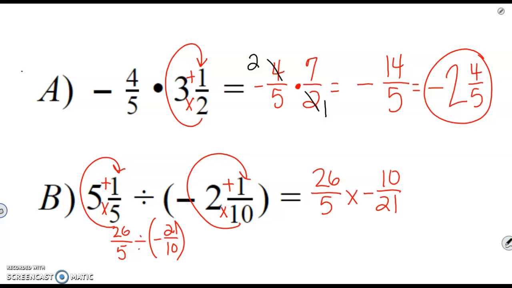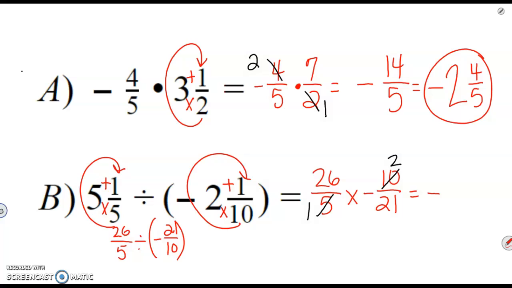I can cross simplify 10 and 5. They share a common factor of 5. 10 divided by 5 is 2. 5 divided by 5 is 1. Now I'll multiply straight across. I see my signs are different, so my answer will be negative.